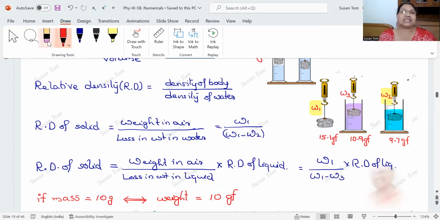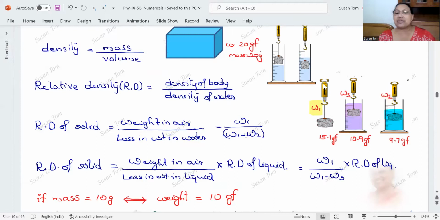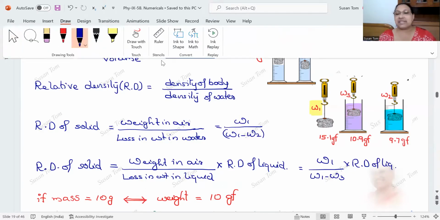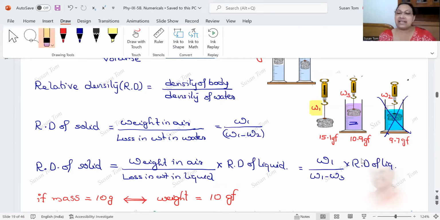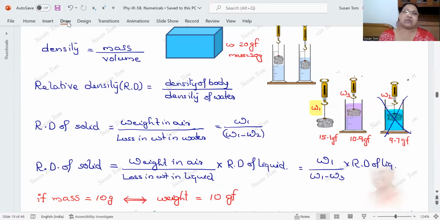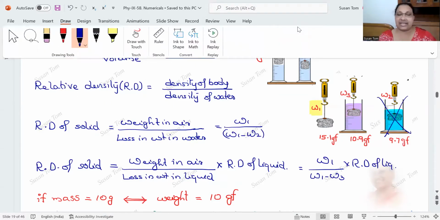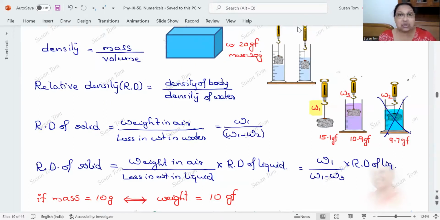If a solid is soluble in water, how can we immerse it in water to find the weight? Then we don't take that method. This method we will not use. We will choose another liquid, other than water, in which the body whose relative density we have to find will not be dissolving. I hope you understand what dissolving is.